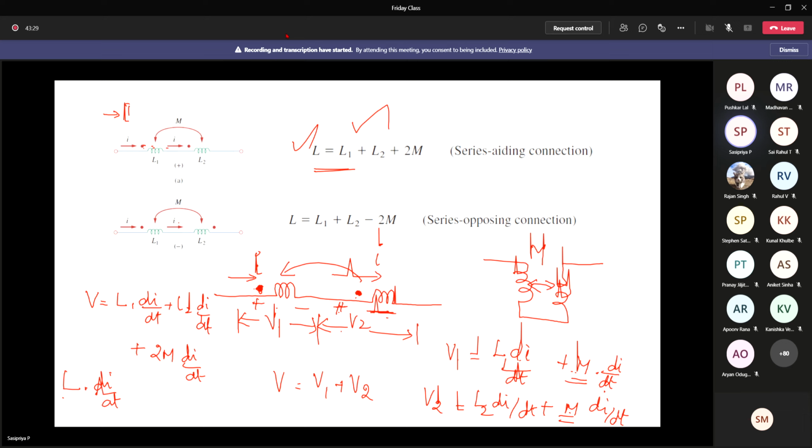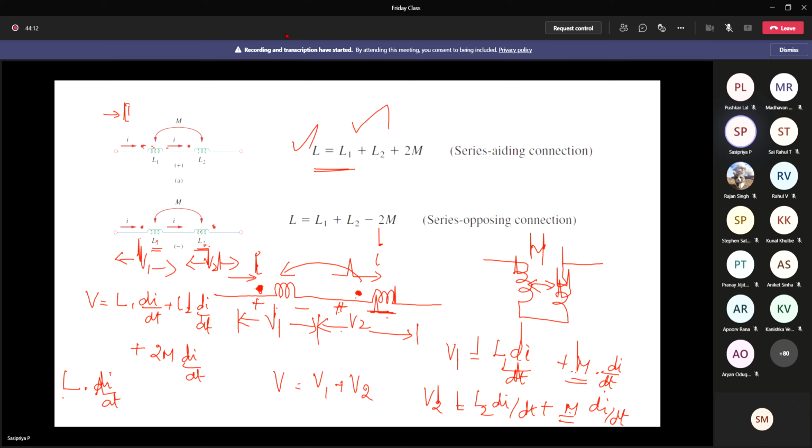Now we have the same series connected magnetic circuit, but the dots are in different places. So how will the mutual voltage be for this coil and also for this coil? Again here, V1 will be equal to the voltage produced at coil 1 due to the self-inductance and the mutual inductance. And V2 will be the voltage induced in this coil due to the self-inductance L2 and the mutual inductance M. Now let us determine the polarity of this mutual voltage.